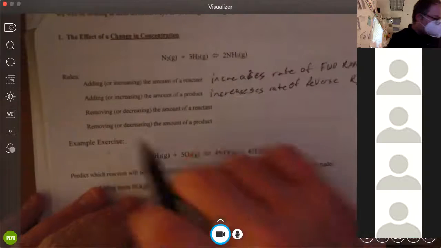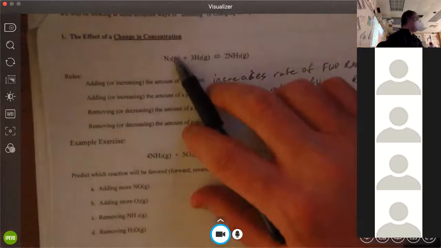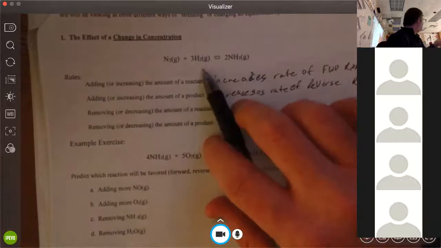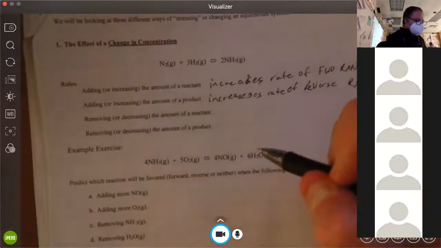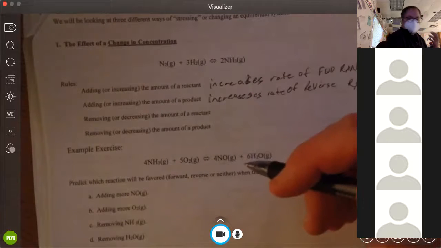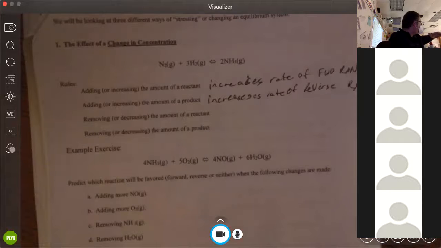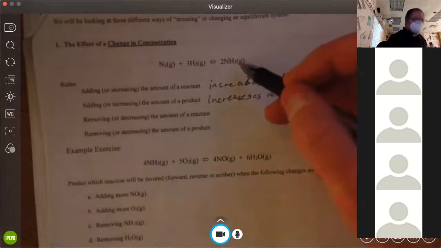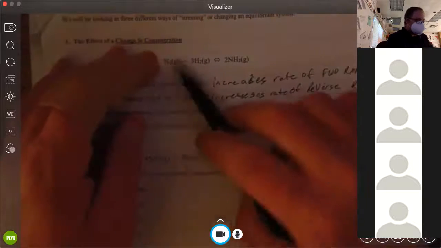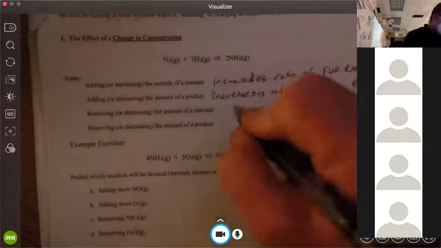I like your attitude. Removing the amount of reactants. If we take out nitrogen or hydrogen in this case, actually, this is the Haber equation. If we take out nitrogen or hydrogen, what does the system have to do? It's going to make more, because when we take that out, our ratio is still screwed up, right? If this were a 5-to-1, we start taking out this. Now we don't have 5-to-1 anymore. So what happens is a reverse reaction is favored.